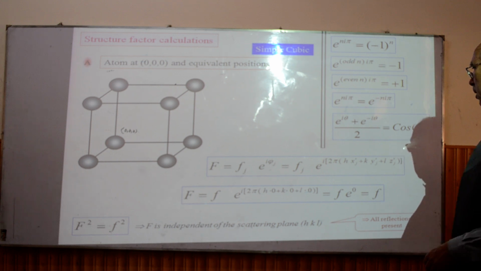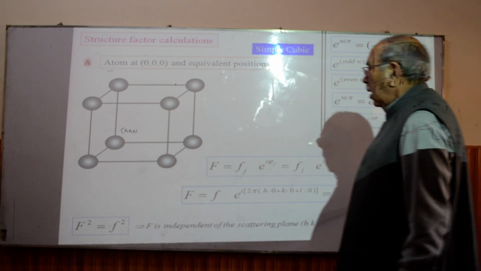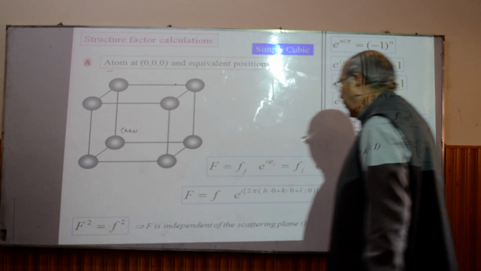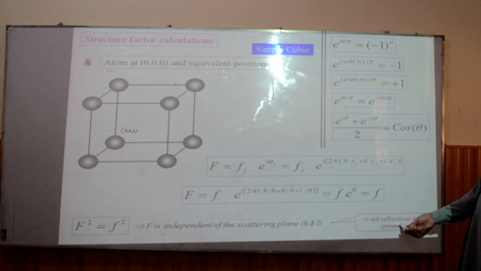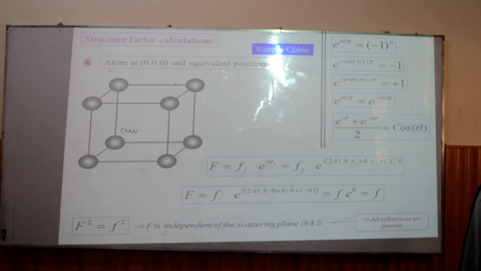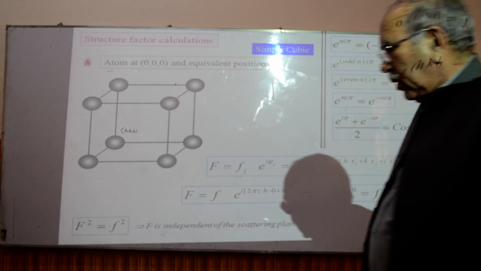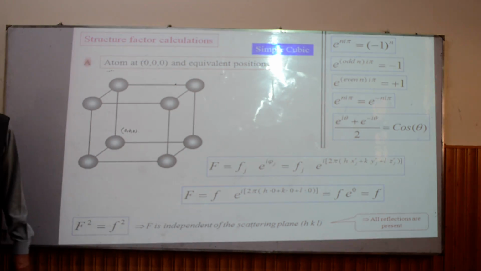If I want to find the intensity, so I will scale this F value. I is equal to F square. F is independent of the scattering plane. It means all reflections from any plane are present in case of simple cubic lattice, or simple tetragonal, etc., any other type of lattice. All planes are present.